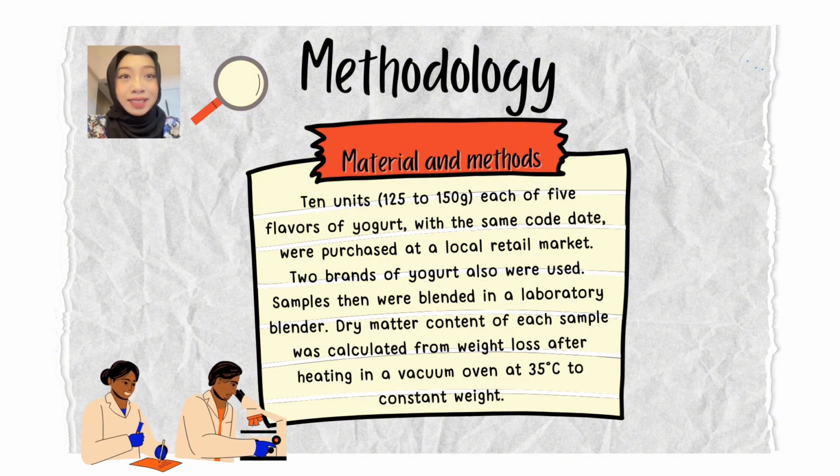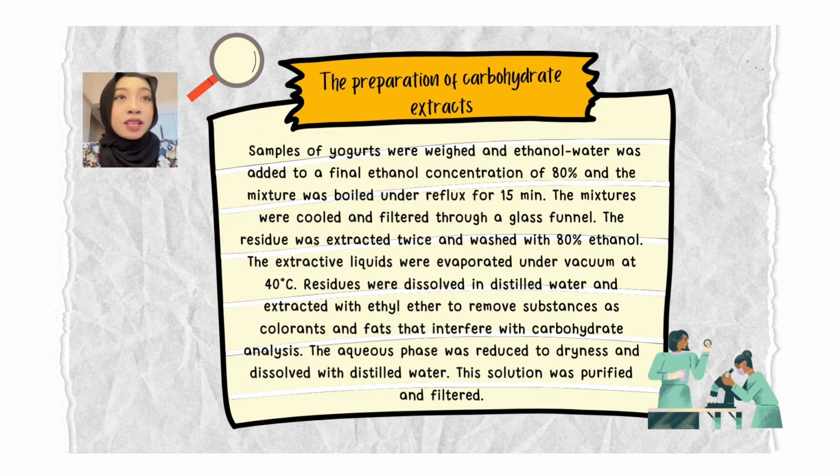Celsius to constant weight. For the preparation of carbohydrate extracts, samples of yogurt were weighed and ethanol water was added to a final ethanol concentration of 80%, and the mixture was boiled under reflux for 15 minutes. The mixture was cooled and filtered through a glass funnel. The residue was extracted twice and washed with 80% ethanol. The extractive liquids were evaporated under vacuum at 40 degrees Celsius. Residues were dissolved in distilled water and extracted with ethyl ether to remove substances such as colorants and fats that interfere with the carbohydrate analysis. The aqueous phase was reduced to dryness and dissolved with distilled water. The solution was purified and filtered.